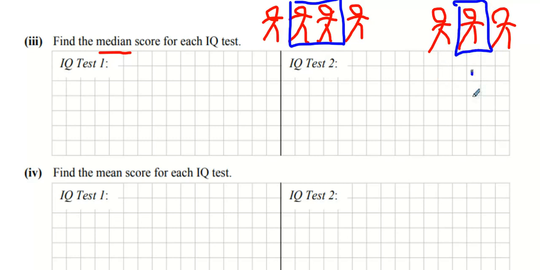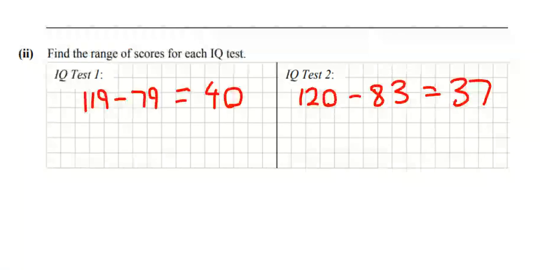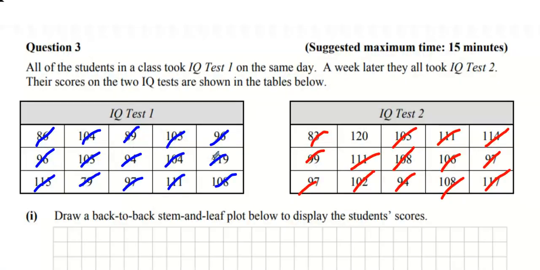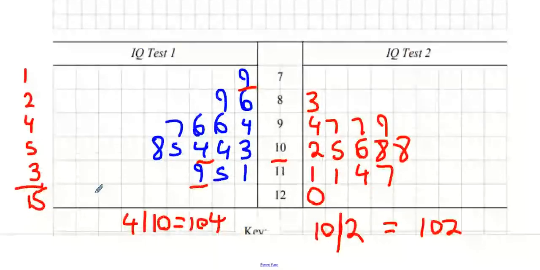Now, what's 15 divided by 2? 7 and a half, but you always have to round up, so it's actually the 8th position we're looking for. You cool with that? So who's in 8th position in both tests? Let's find out. Ready? Let's have a look.